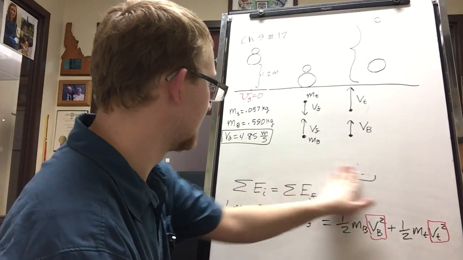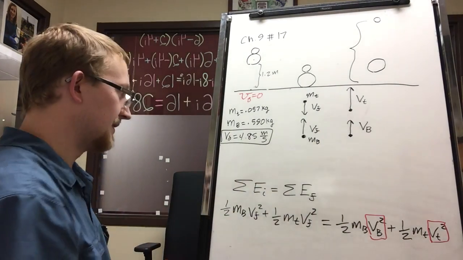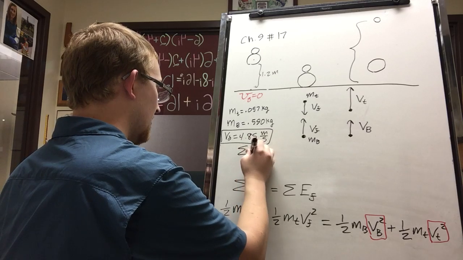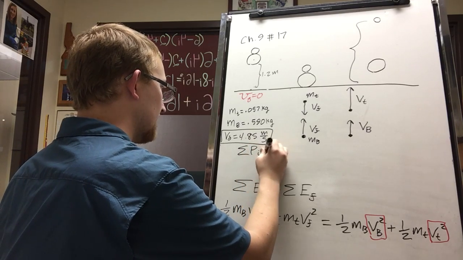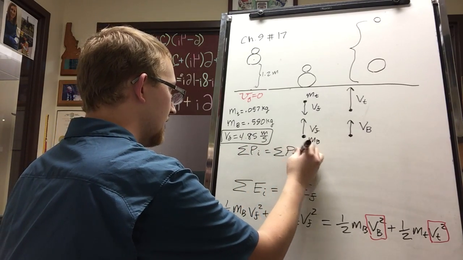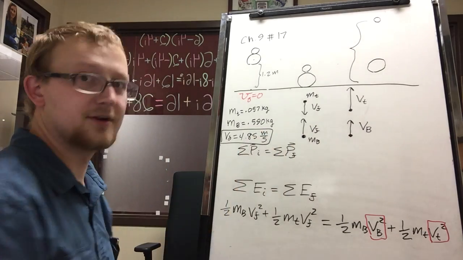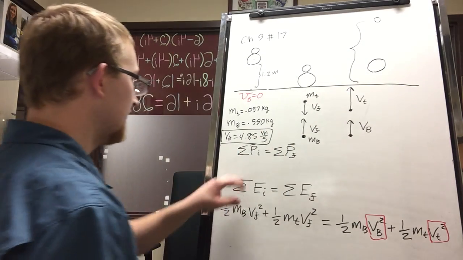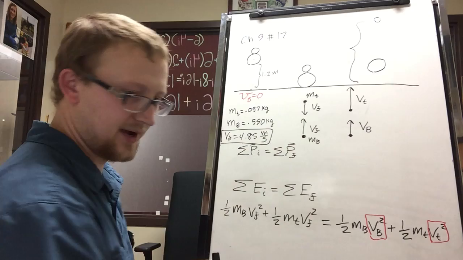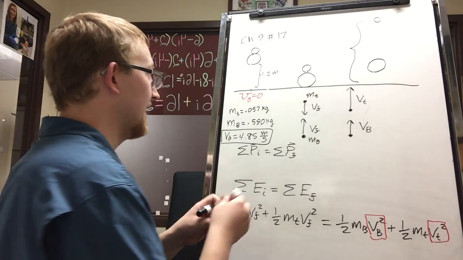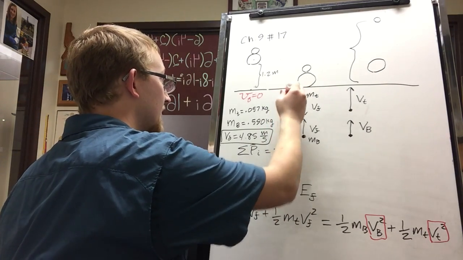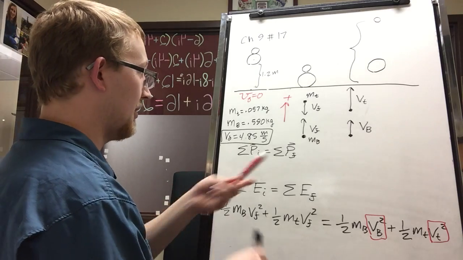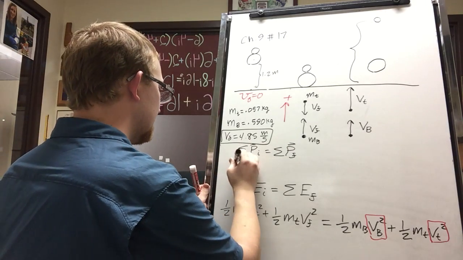Alright, so sum of momentum initial equals sum of momentum final, remembering that momentum is a vector and we have to add it as such. So our initial momentum, let's go ahead and say that this is up.